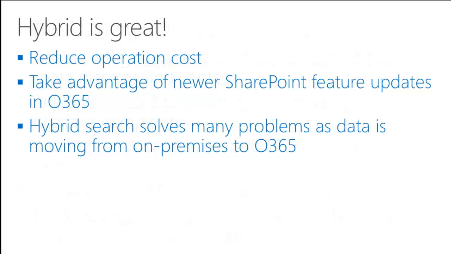So why is hybrid important? Why is Microsoft focused on hybrid? Again, it helps customers reduce their operation costs by allowing content to be in Office 365 as well as on premises. Allowing customers to take advantage of new SharePoint feature updates in Office 365. So you can get your content into the cloud, get users using some of the new features that you're seeing here at SharePoint Conference before you'll ever have the ability to use them on premises. And again, hybrid search can help solve some of those findability problems, multiple search centers, et cetera, so you can kind of direct your users to one place.